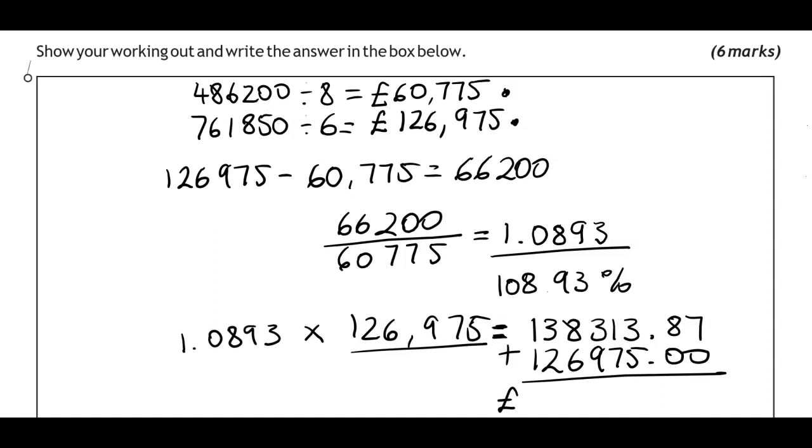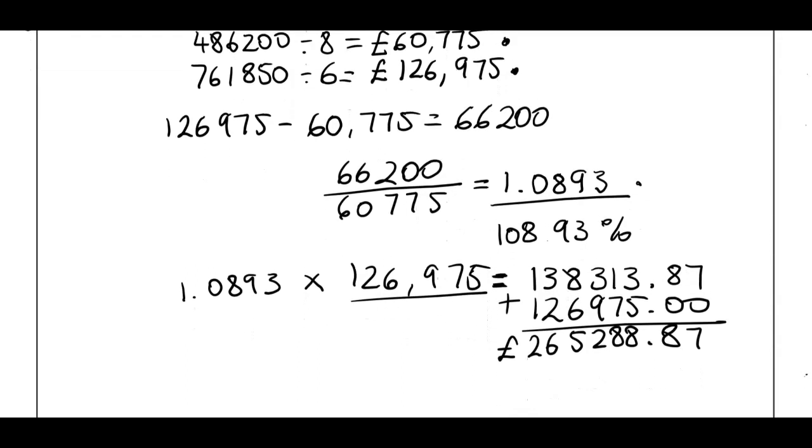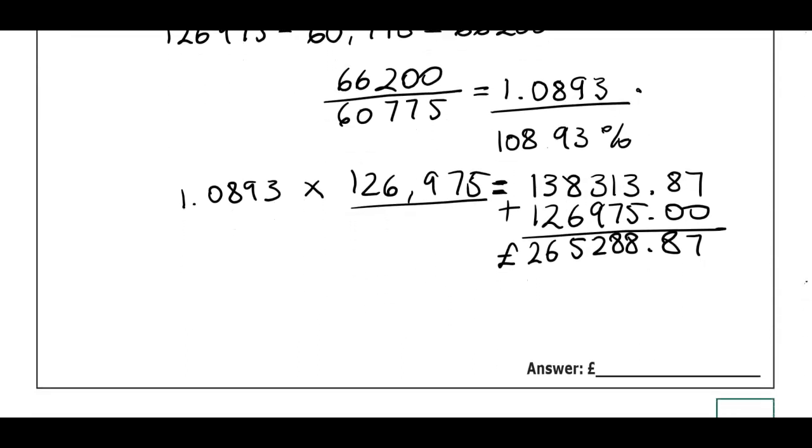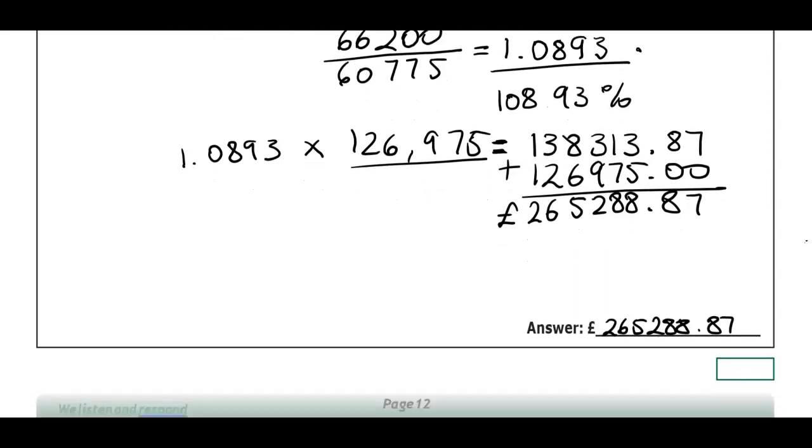And this gives us approximately 265,288 pounds and 87 pence, because we've rounded here at some point, but the answer should be absolutely fine. So something around this figure, 265,288 pounds and 87 pence, but you could have a figure that is slightly lower or slightly above this, and it should all be fine.